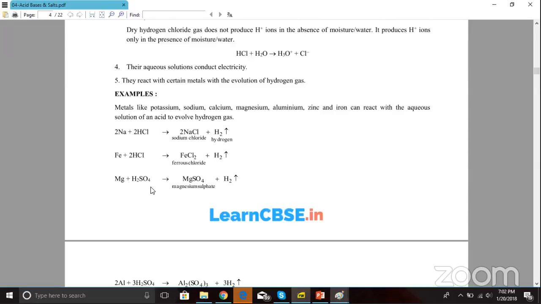Magnesium reacts with H2SO4 and produces MgSO4 plus H2 gas. Why in the sodium reaction have we used 2, but in this reaction only 1 mole of the metal? Because sodium is in group 1 and forms a +1 charge. But here iron is a +2 charge, and magnesium is also from group 2, a +2 charge. That's why we are not writing the 2 in front of Fe and Mg.